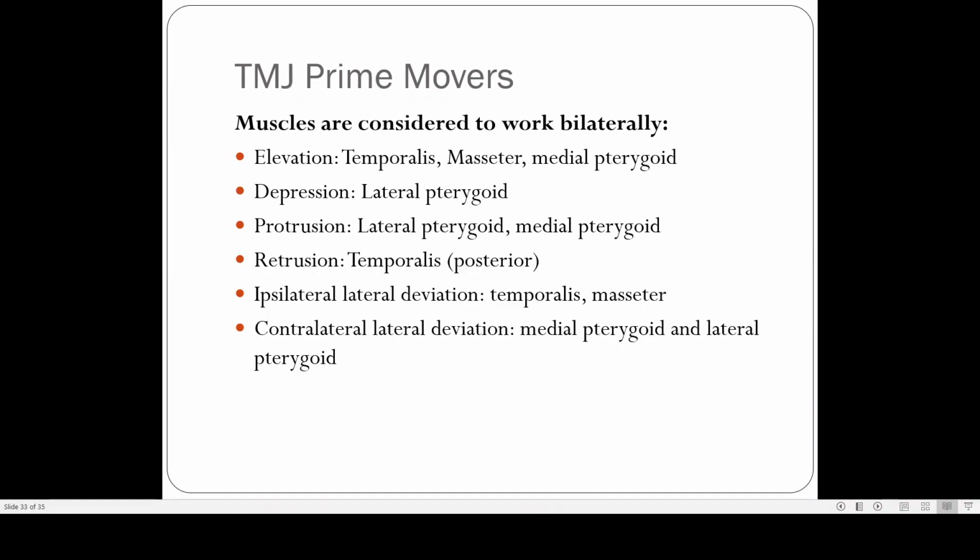And so when looking at the TMJ prime movers, thinking about how they work bilaterally: when working bilaterally, temporalis, masseter, and medial pterygoid are going to elevate, lateral pterygoid is going to depress. Lateral and medial pterygoid protrude, temporalis retrudes. Part of retrusion is also just sort of the elastic recoil of the muscle. Ipsilateral lateral deviation, so this is when working unilaterally. It's going to cause ipsilateral lateral deviation of the temporalis and masseter. Contralateral is medial and lateral pterygoids.